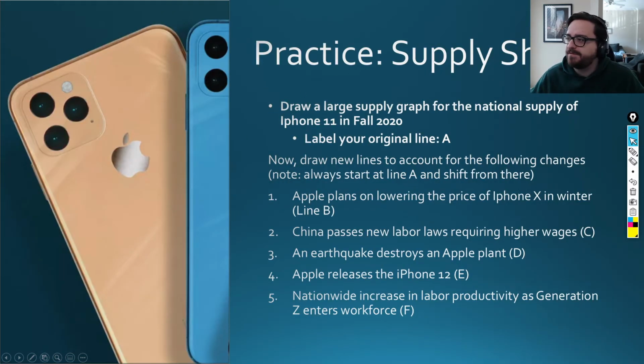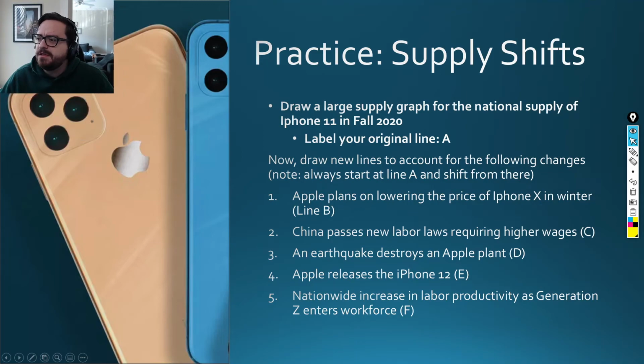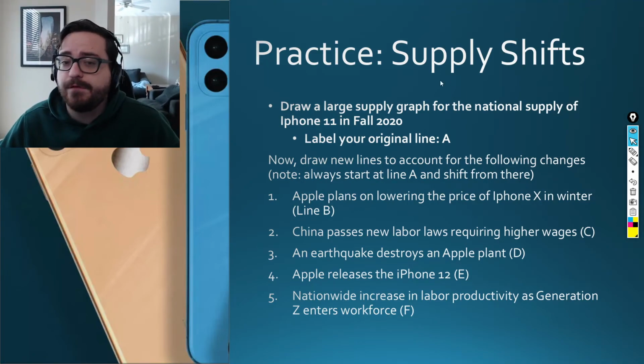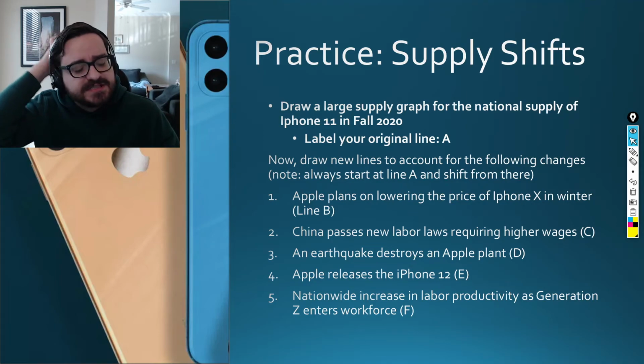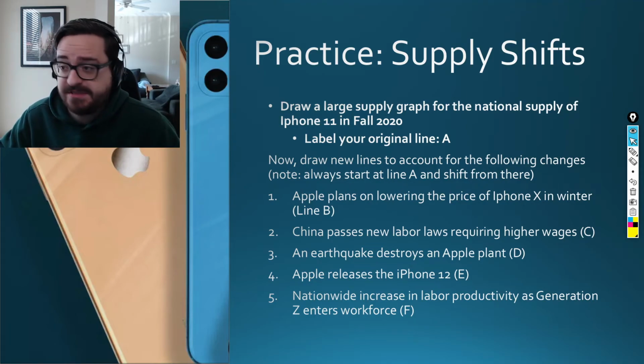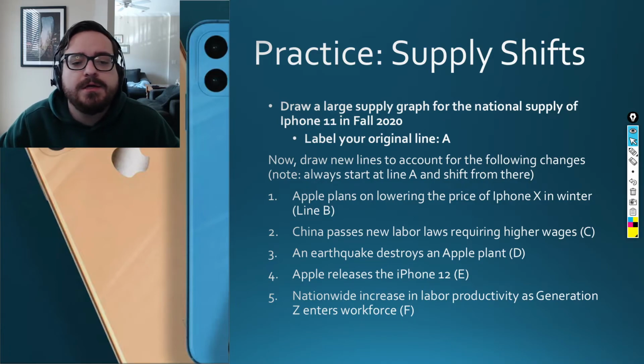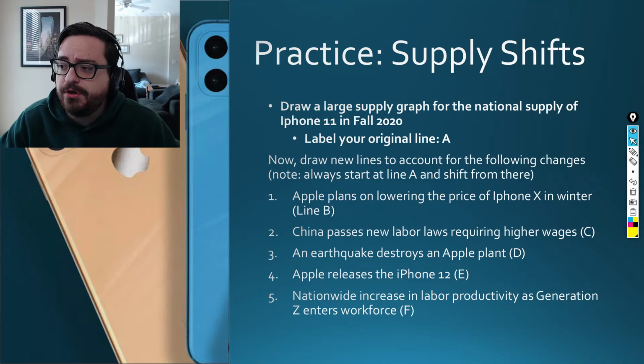Okay, supply shift practice. We're going to use the iPhone for this. So we're using a supply curve for the iPhone 11 specifically. Specifically the supply of iPhone 11s in fall of 2020. Just like with the demand curve thing, you're going to draw new lines to shift it, or you're going to draw a point. Again, you'd only draw a point if it's just the price of the iPhone 11 that's being affected.